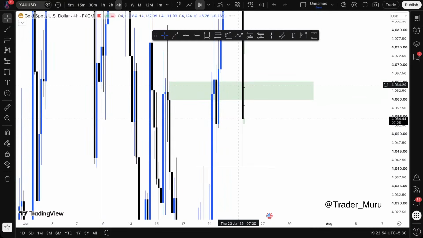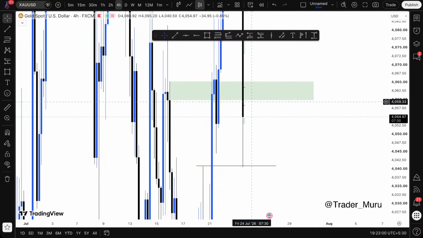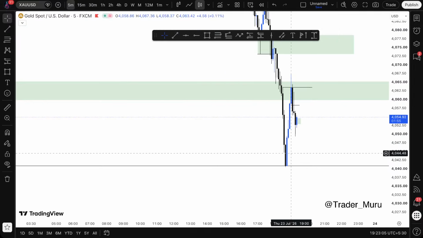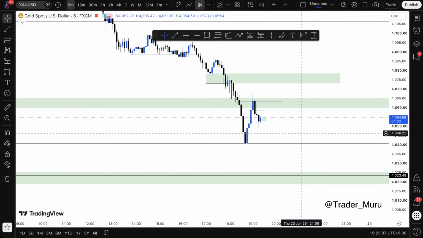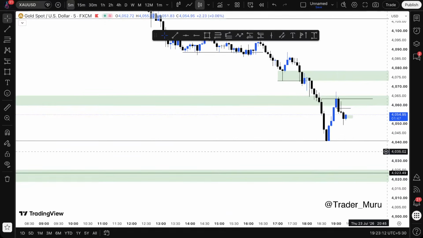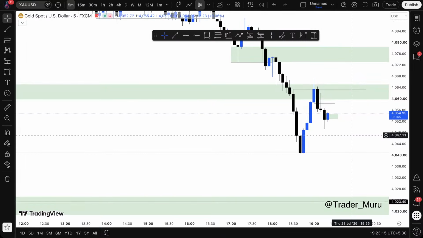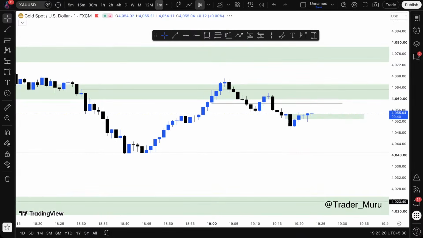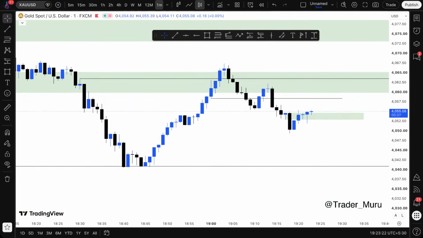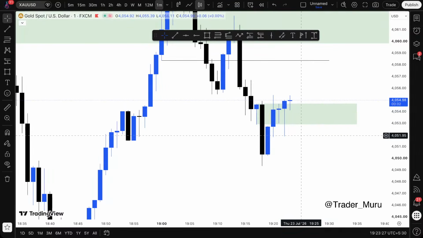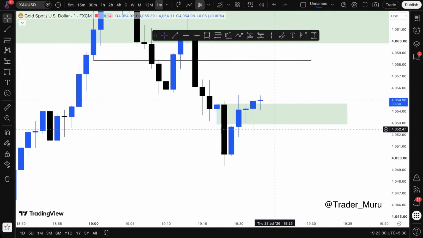I'm just waiting here. If I get a breakout here, I will join you in buy, but not before that. If structure is telling me that it is still bearish, I will never buy. One minute close above, beware. I'm already out on break even, so on the next candle closing below, you can enter again.